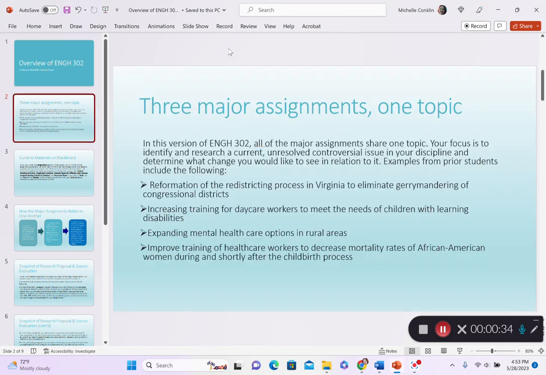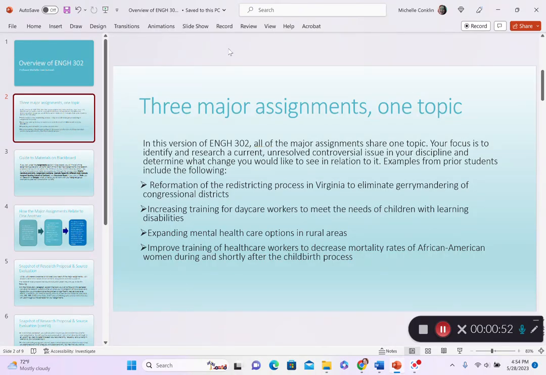So you have three major assignments, but they all focus on one topic. In this version of English 302, all the major assignments share one topic. Your focus is to identify and research a current, unresolved, controversial issue in your discipline and determine what change you would like to see in relation to it.